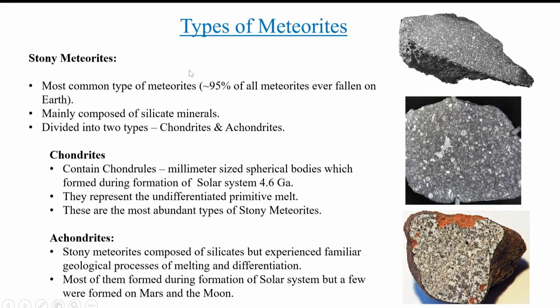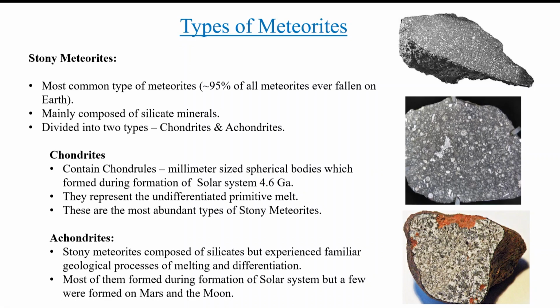Talking about the different types of meteorites, you have stony meteorites, which are the most common of all the meteorites that have fallen on the Earth. 95% of all meteorites are stony in nature, and they are mainly composed of silicate minerals. We will be dealing with the types of minerals in, for example, three or four lectures from now. They can also be divided into chondrites and achondrites.